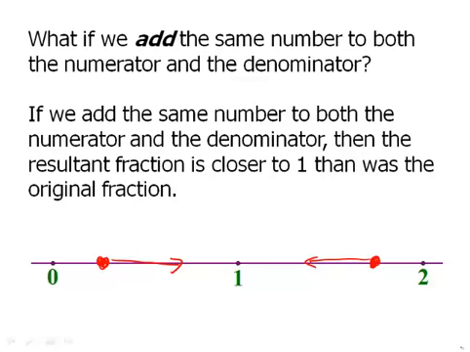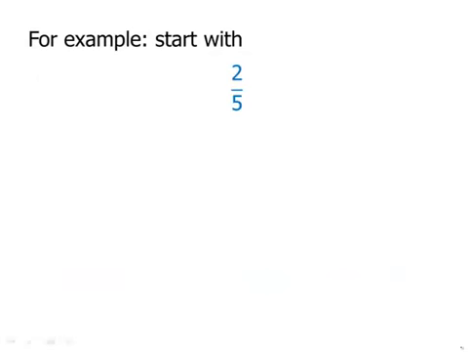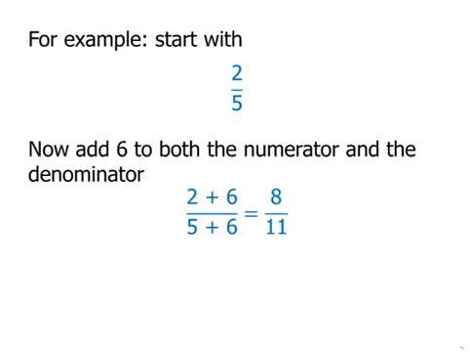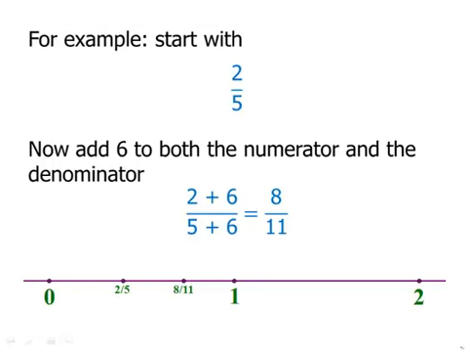So let's talk about this with numbers. Suppose we start with the fraction 2/5. Of course, 2/5 is less than 1. Now add 6 to both the numerator and the denominator. We get 8/11. Well, have we made things bigger or smaller? Think about where we are on the number line. 2/5 is less than 1. Adding the same number to the numerator and denominator moves the fraction closer to 1, which in this case moves it up. And so we see that 8/11 has to be bigger than 2/5.